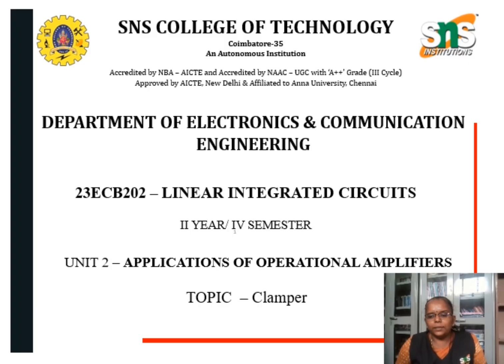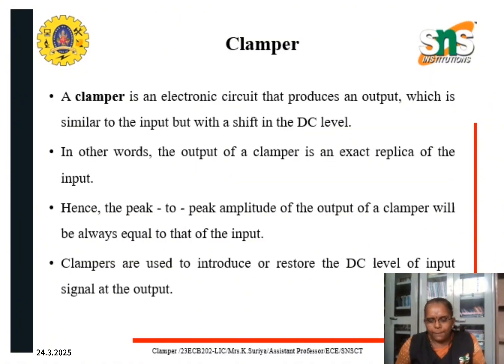So in this video, let us see about clamper circuits. A clamper is an electronic circuit which produces an output similar to the input but with a slight shift in the DC level. So the output of the clamper is an exact replica of the input, only the position of the input will get changed at the output.